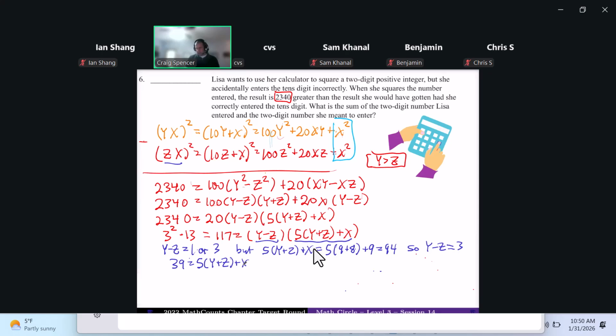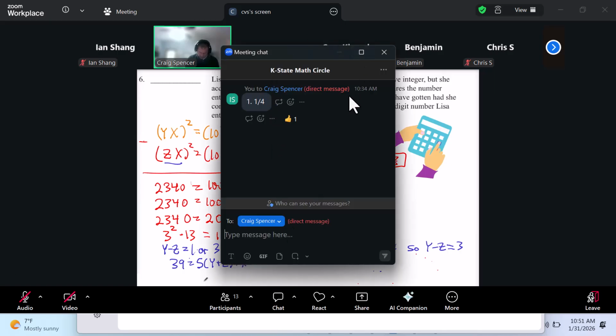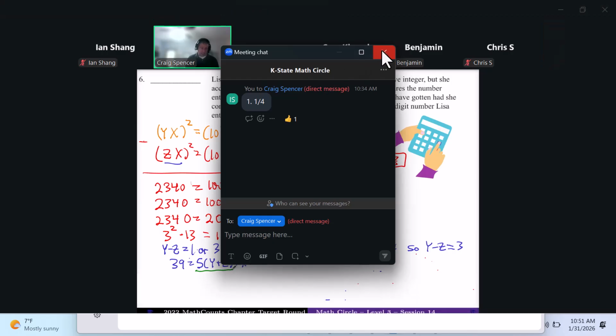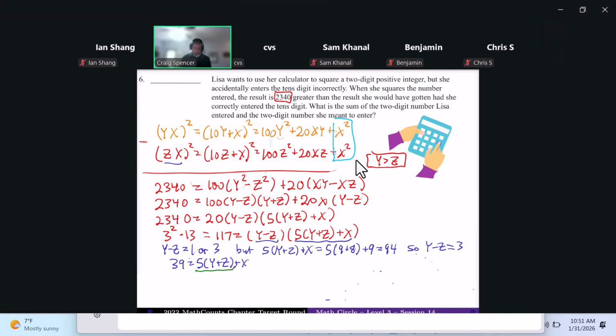If you look at this equation, 39 is equal to 5 times y plus z, plus x. This factor is going to be a multiple of 5, right? So I need to hit 39, but this part is a multiple of 5. So I'm considering this expression mod 5. We know that x is equal to 4 or 9, because we need to add a multiple of 5 plus x. X is some number between 0 and 9, and I need to be able to get 39 from it. So one of these two things is going to be true.